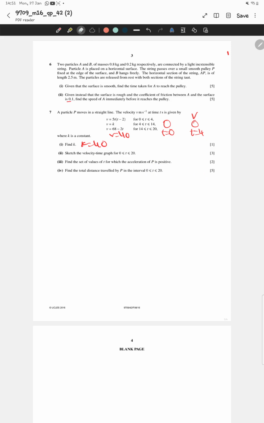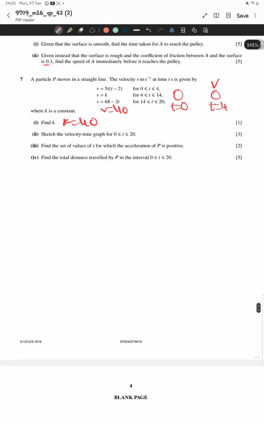Next, we have: find the set of values of t for which the acceleration of P is positive. So, okay. So here the acceleration will be negative because velocity is obviously decreasing. Here its acceleration will be 0 because the velocity stays the same. Now we have to find positive, which means the velocity must be increasing.